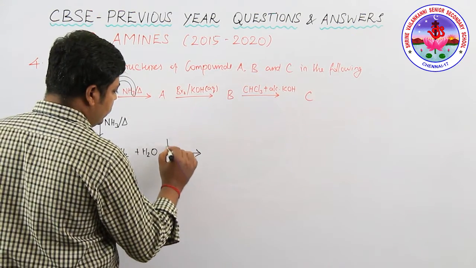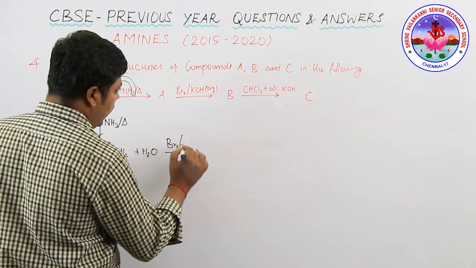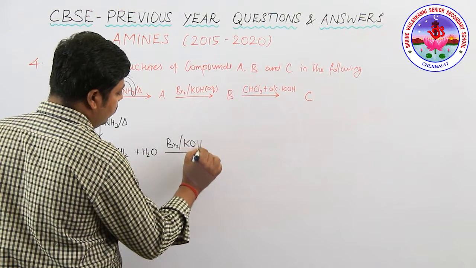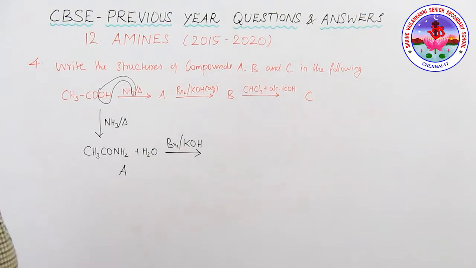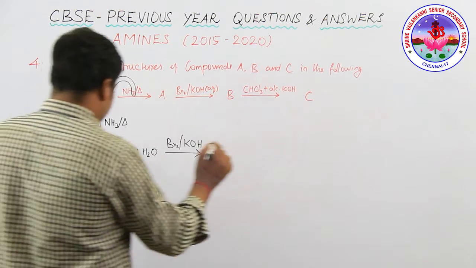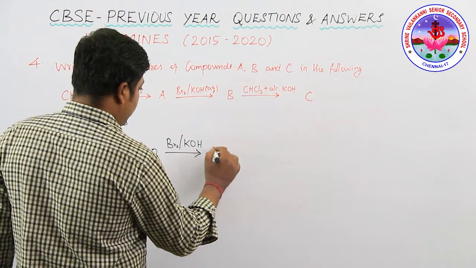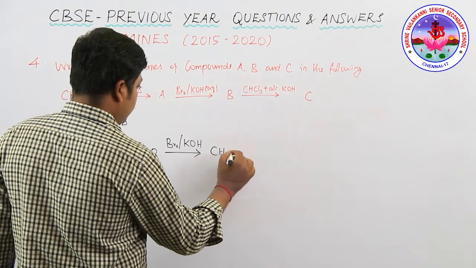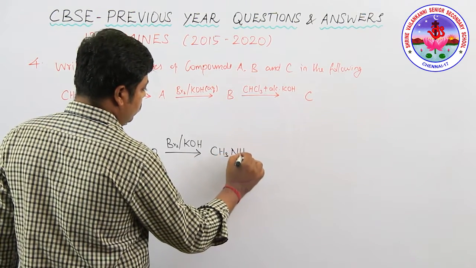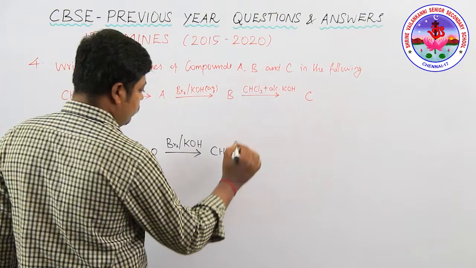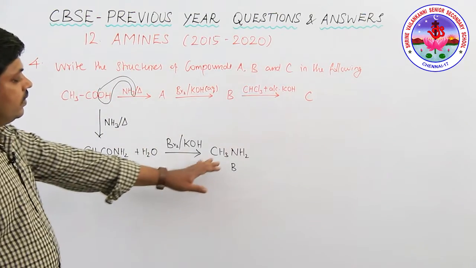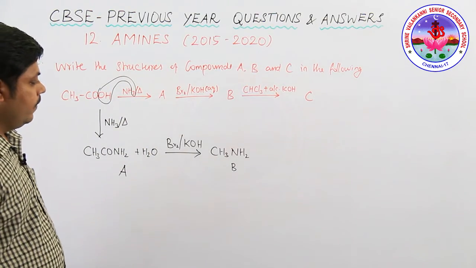This A reacts with bromine water and the aqueous solution of potassium hydroxide, and that gives CH3NH2. This is called B. This is methanamine.